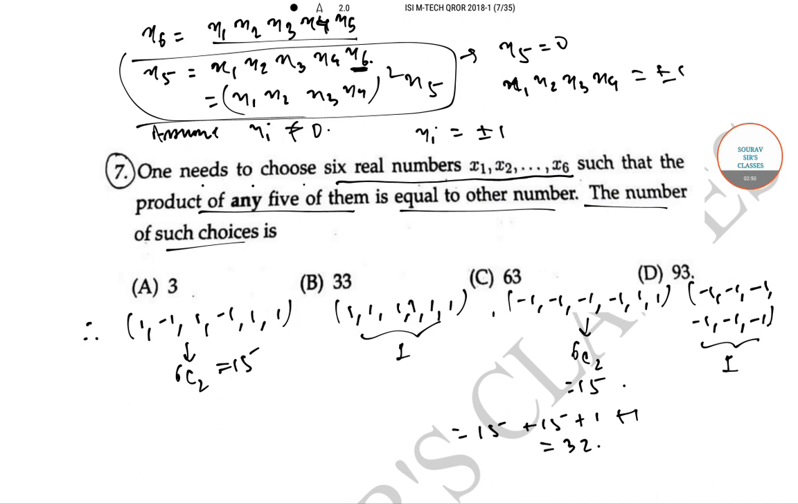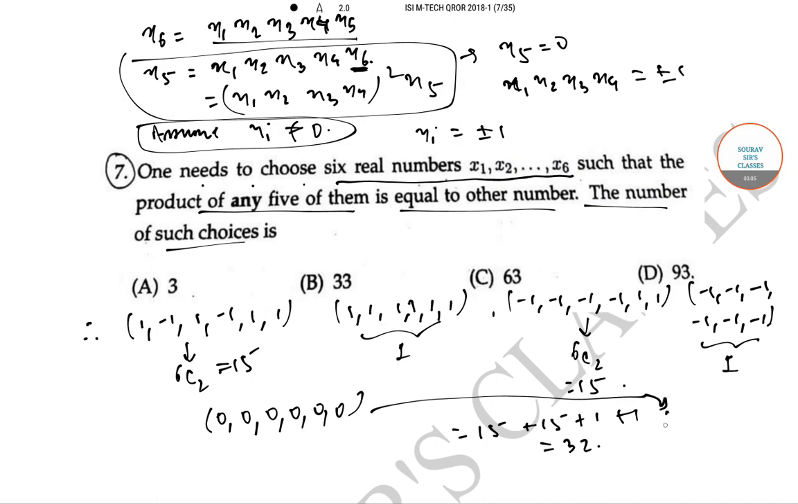Now let us remove this assumption of ours. Then there may be one case where all may be 0. Now add 1 for this, and this becomes 33. So the number of such choices possible is option B, that is 33.